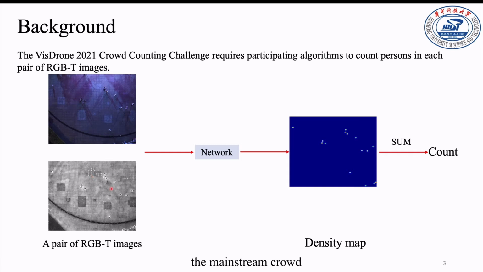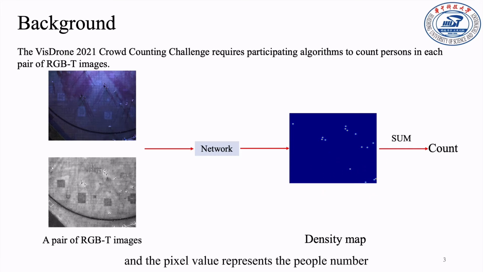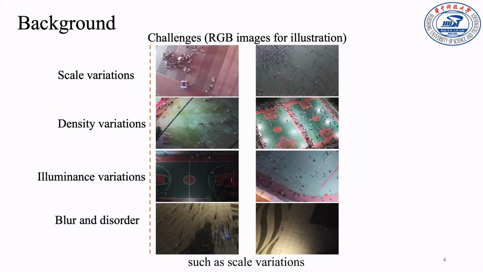The mainstream crowd counting methods directly leverage the deep neural network to regress a density map. This map is generated by the accumulation of Gaussian functions, and the pixel value represents the people number in each pixel. The prediction count can be obtained by summing the density map. Even though deep neural networks have achieved significant progress, there are still many challenges, such as scale variations, density variations, illuminance variations and blur. Here, we choose the RGB images for illustration.